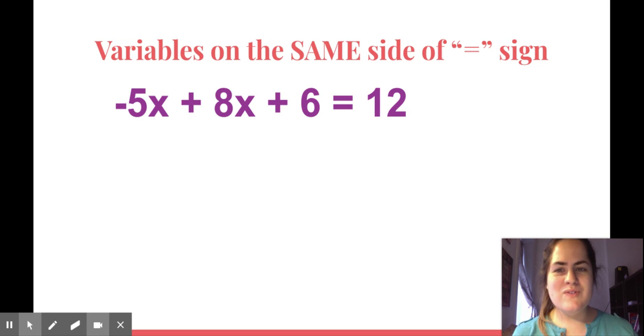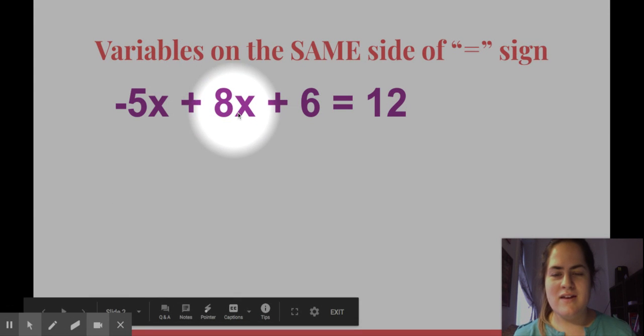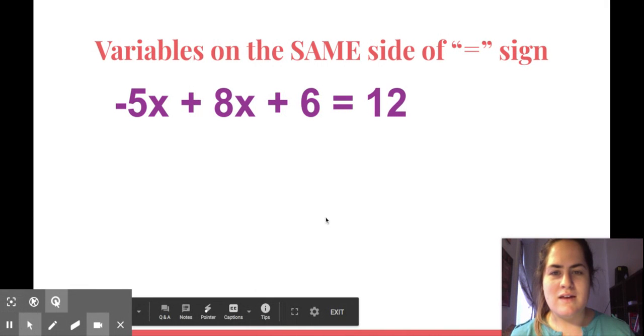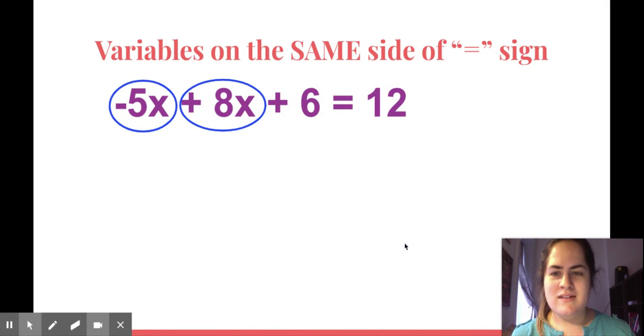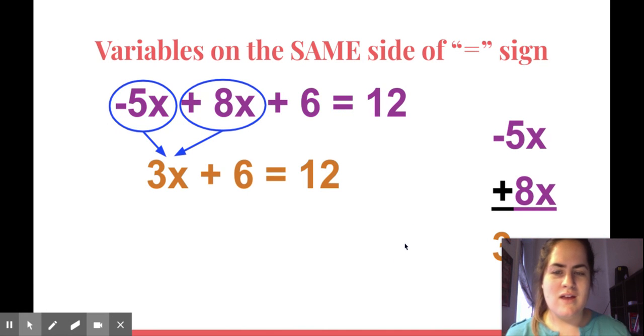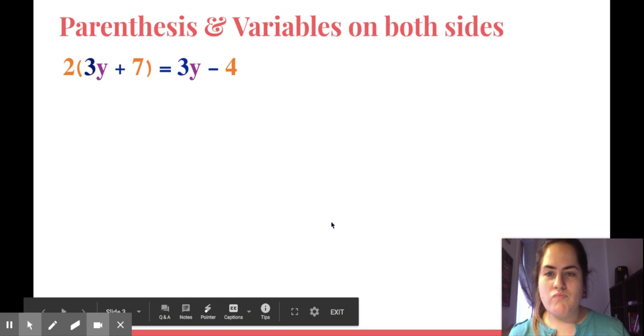Right. So if you see two terms with the same variable on the same side of the equal sign, just like we have here, negative 5x and positive 8x, you can just combine them by adding negative 5x plus 8x, and that's going to give you 3x. All right, so that's how you handle variables that are on the same side.